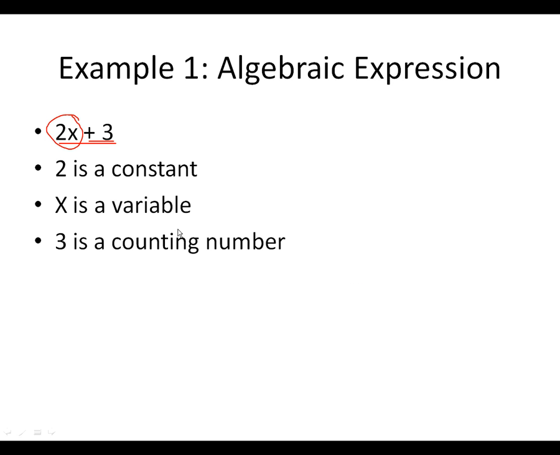Example 1. Algebraic expression. Here we have the algebraic expression 2x plus 3. Let's break this expression down. As you see, the 2 in the expression is a constant, which will always stay the same. The x in the expression is a variable, which can change or differ. The operation of multiplication is used when we are multiplying 2 and x. The operation of addition is also used when you are adding 3, a counting number, to 2x.